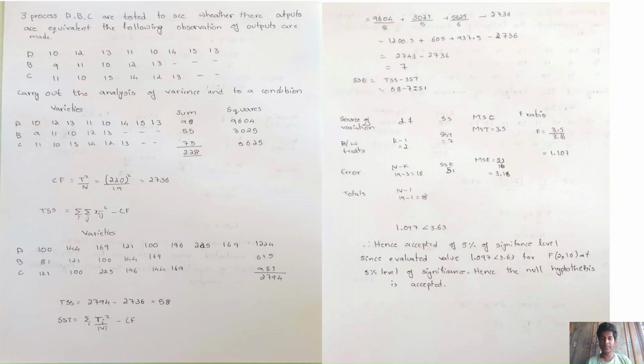SS is equal to SST, and the values of SST is 7 and SSC is 51. MST is equal to 3.5 and MSC is equal to 51 divided by 16, which is 3.18. F ratio is equal to 3.5 divided by 3.18, and the ratio will be 1.07. 1.07 is less than 3.63. Since the calculated value is less than 3.63 for F equal to 2,16 at the 5 percent level of significance, hence the null hypothesis is accepted.